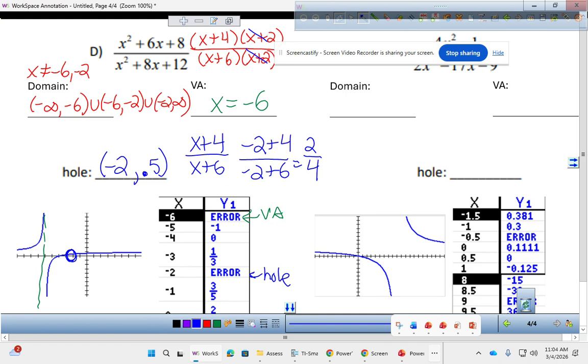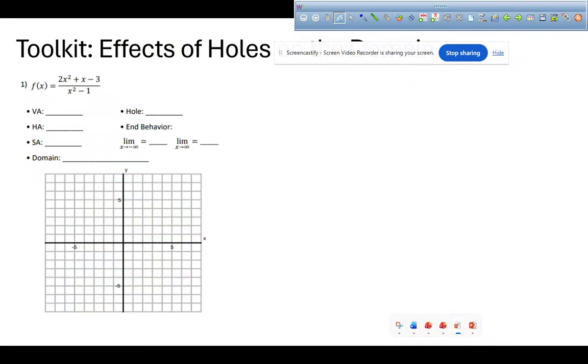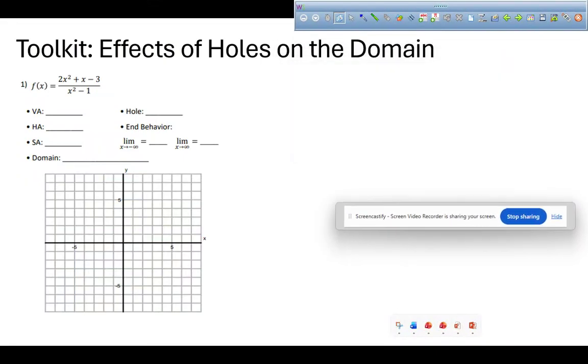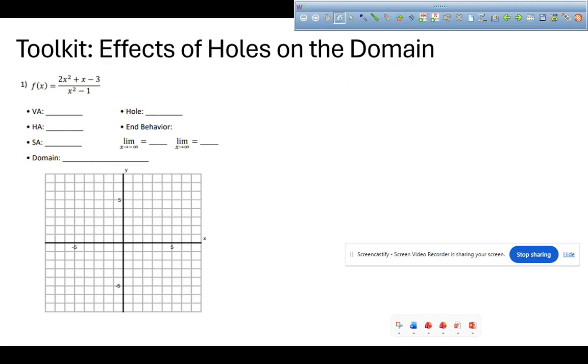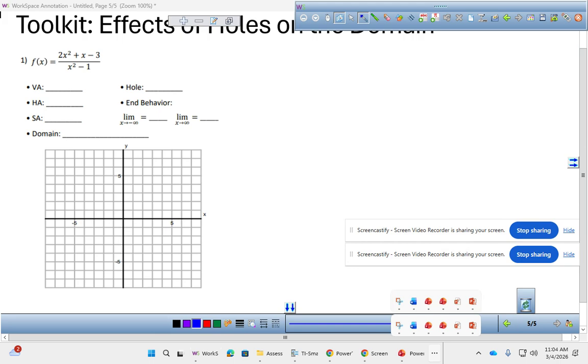All right, so last thing I want to do with you today is just bring it all together, all of the effects. We already did this today, so I don't think this should be too painful. I really want you guys to have time to do some practice problems in class. So toolkit, effects of the holes on the domain. I think for this one the graph's actually there for you, so you can graph it. I'm going to continue to follow my 6-step process over here.